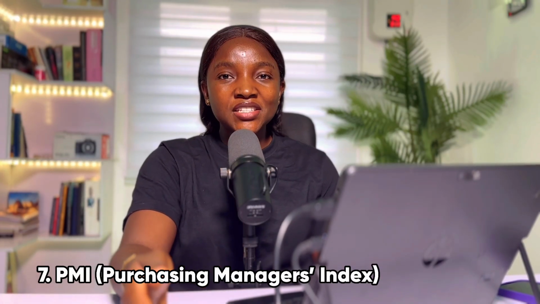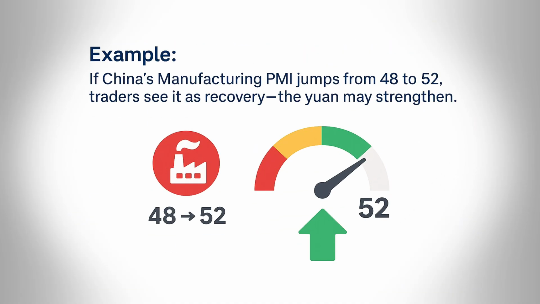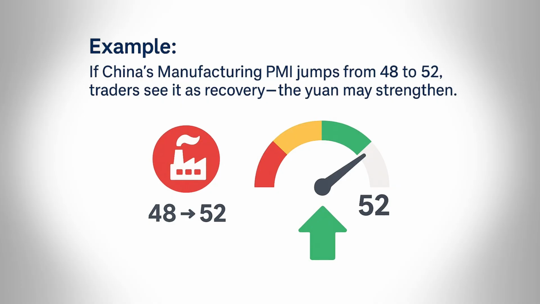Another indicator to pay attention to is the Purchasing Managers Index. PMI measures how busy factories and service companies are. It is one of the earliest signs of economic direction. A PMI above 50 means the economy is expanding, but a PMI below 50 means it is slowing down. So let's say, for example, if China's manufacturing PMI jumps from 48 to 52, traders see it as recovery. The Chinese yuan may strengthen. And lastly on our list, we have housing data.